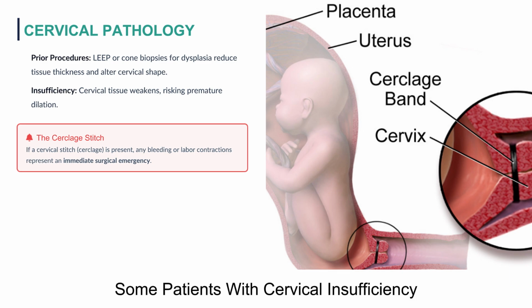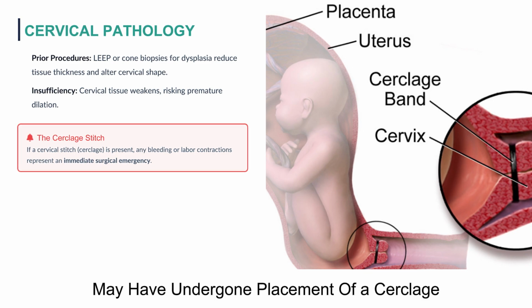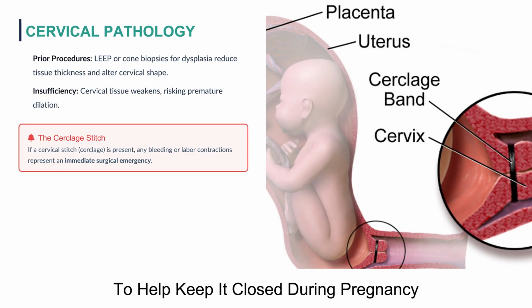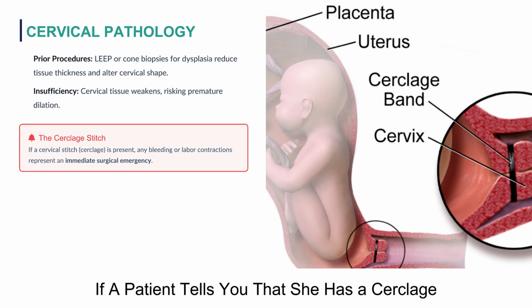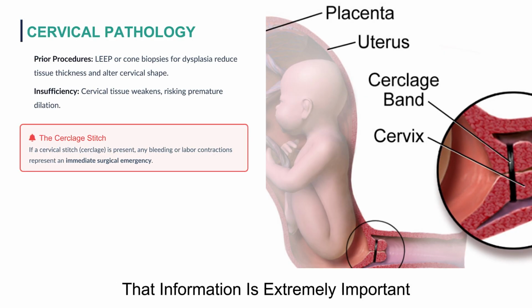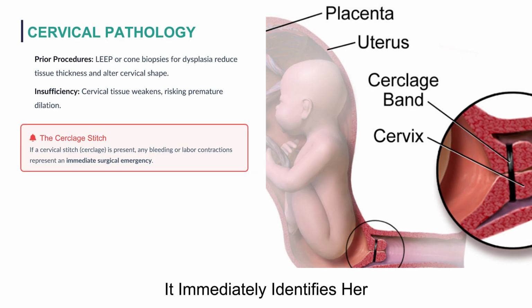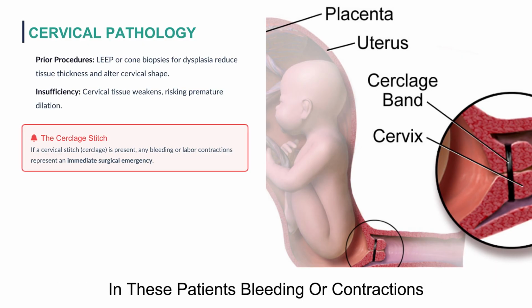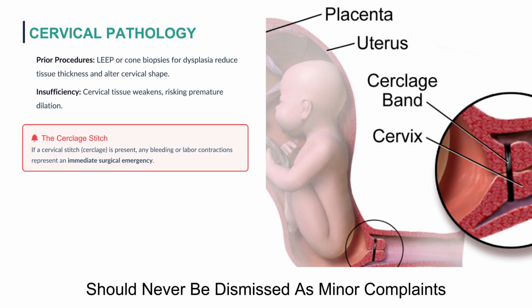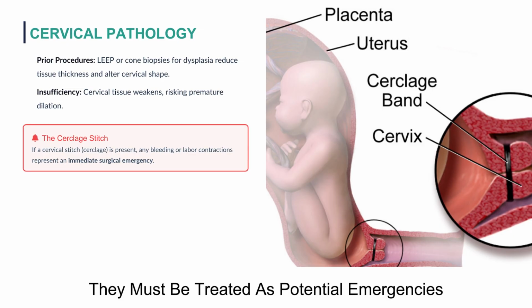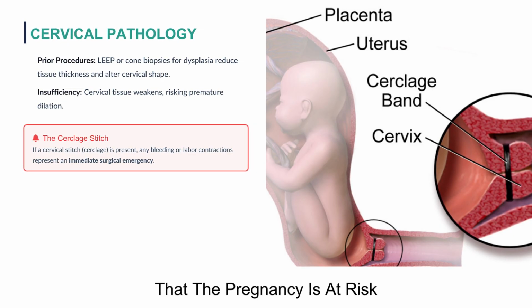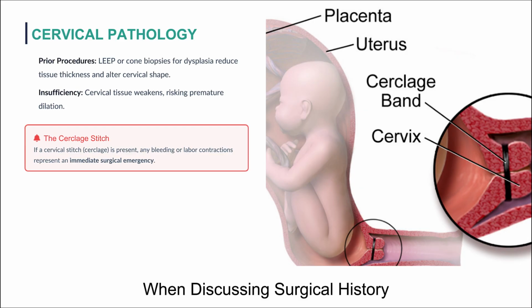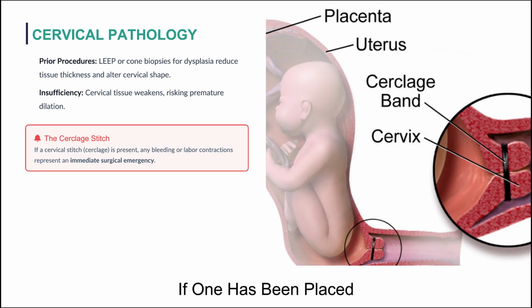Some patients with cervical insufficiency may have undergone placement of a cerclage. A cerclage is a surgical stitch placed around the cervix to help keep it closed during pregnancy. If a patient tells you that she has a cerclage, that information is extremely important. It immediately identifies her as someone with an increased risk for preterm delivery. In these patients, bleeding or contractions should never be dismissed as minor complaints. They must be treated as potential emergencies because they may indicate that the pregnancy is at risk. Always ask about a cerclage when discussing surgical history, and always document its presence if one has been placed.